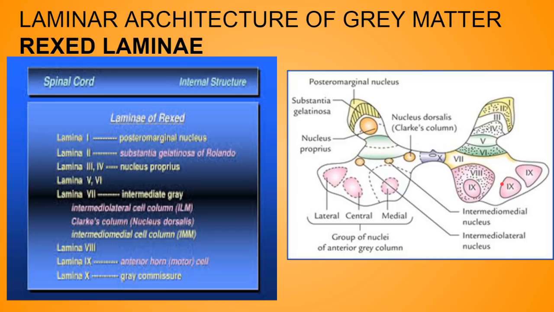Then the 8th and 9th. This 8th and the 9th one actually have the anterior part or the anterior horn structure. That means the medial and the lateral column. And the 10th one is actually having the transverse gray commissure.